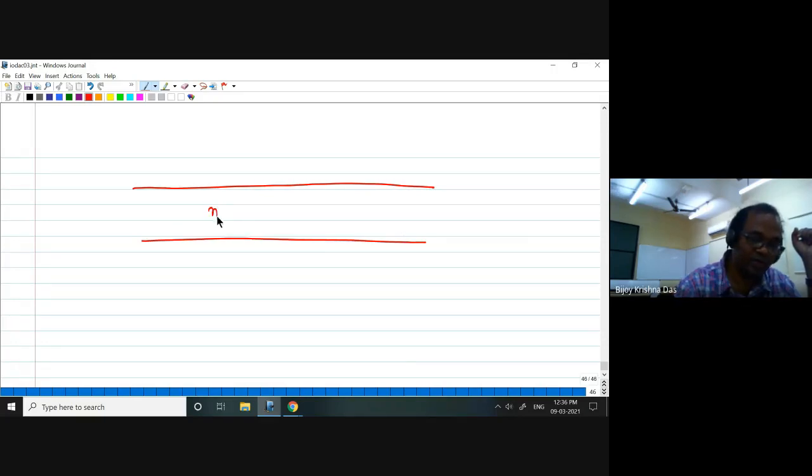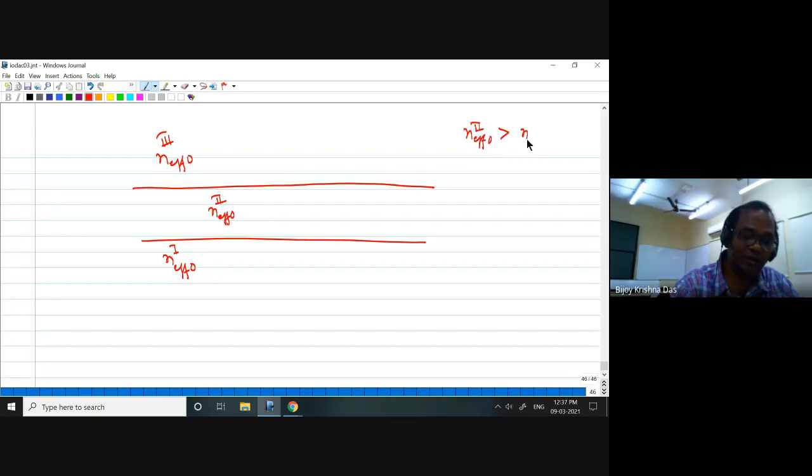So I can consider this one N effective 0, region 2, and this is N effective 0, region 1, and N effective 0, region 3, and the condition is the same. N effective 0 obviously will be greater than N effective 0, 1, and depending on the height their relationship will be there with N effective 0, 3.